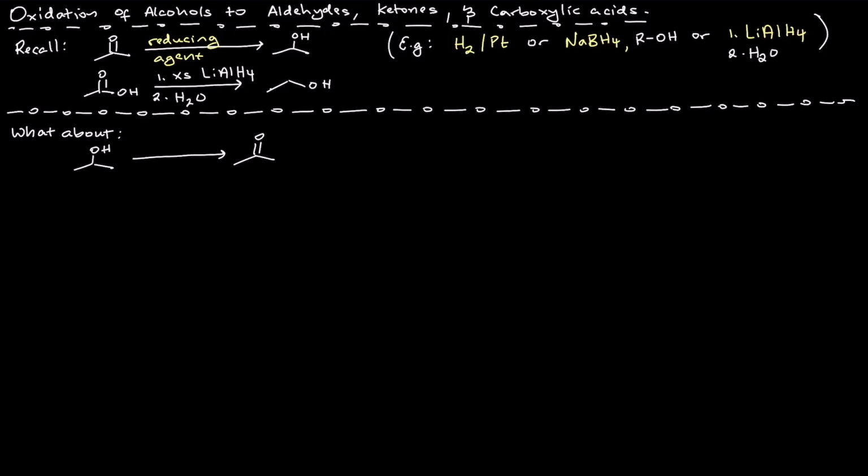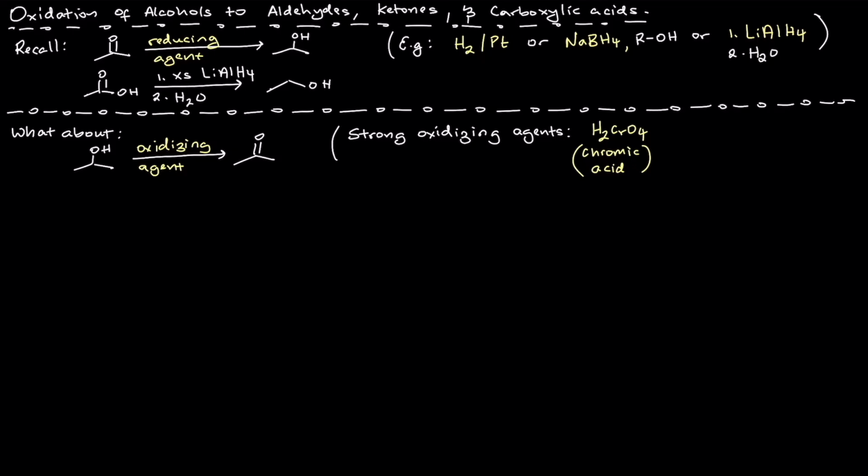In other words, go from our alcohol to our ketones or aldehydes or carboxylic acids. Instead of using a reducing agent, this time we're going to need an oxidizing agent. So your oxidizing agents are typically chromium based. The strong oxidizing agent that we typically would see is H2CrO4, which is your chromic acid.